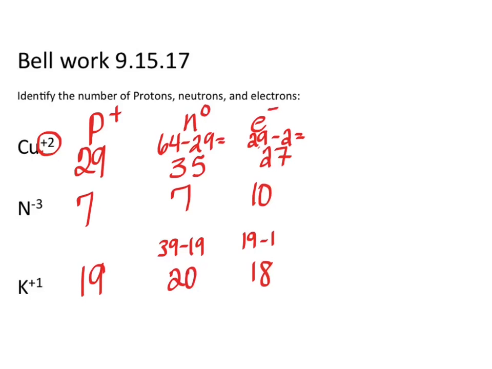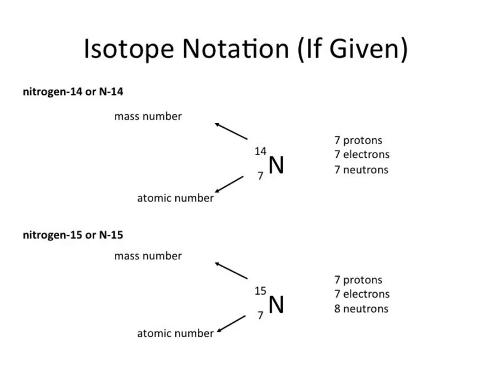All right, so let's go on. So isotope notation. So isotopes are what? The atoms of the same element that have different numbers of neutrons. So you will be seeing stuff written like this. Nitrogen hyphen 14, or it may be written as N hyphen 14. That 14 right there is your mass. This 15 right here is your mass.